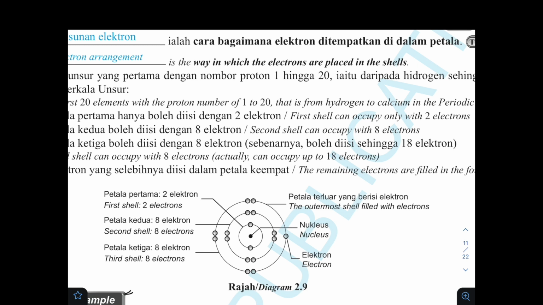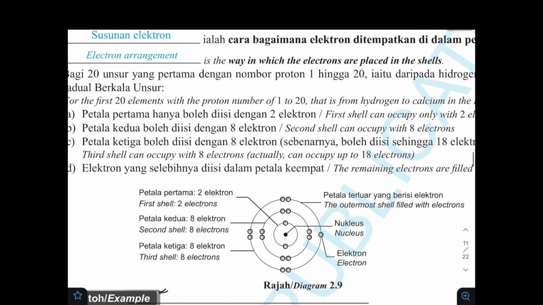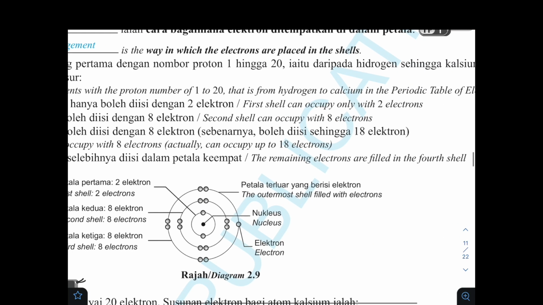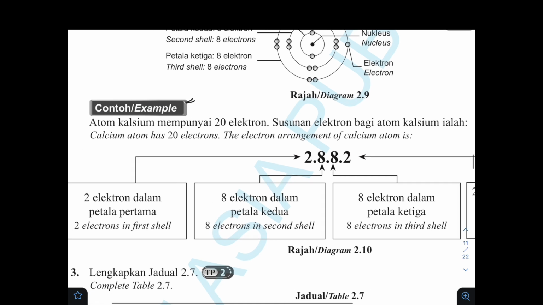Kalau nak lukis susunan elektron, you kena follow these rules. So first shell can occupy only 2 electron. Second shell can occupy 8 electron. Third shell can occupy 8 electron. Actually, it can occupy up to 18 electrons. I show you the example after this. The remaining electrons are filled in the fourth shell. Right, example.